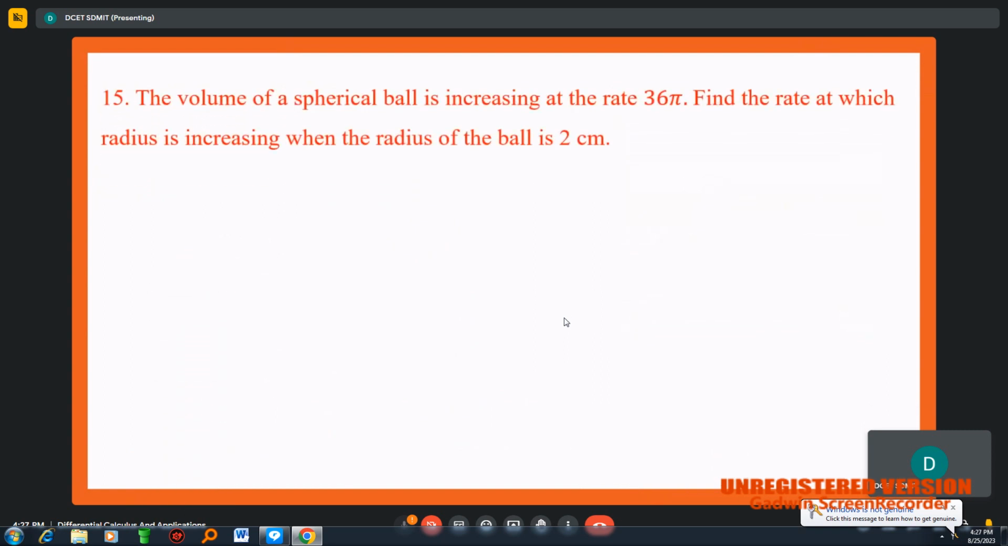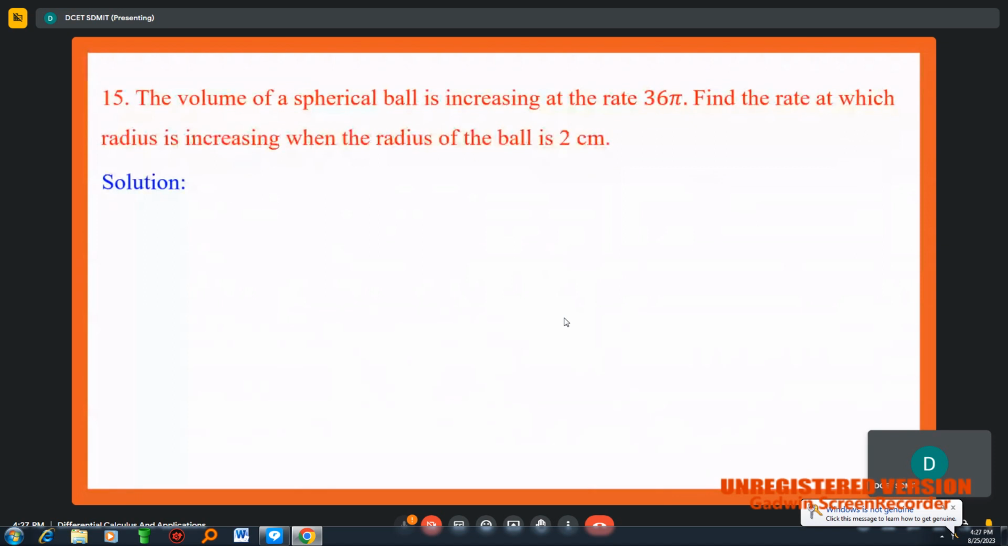Next problem. The volume of a spherical ball is increasing at the rate 36 pi. Find the rate at which the radius is increasing when the radius of the ball is 2 centimeter. Radius of the ball is given, r is given. How much is r? 2 centimeter is given.